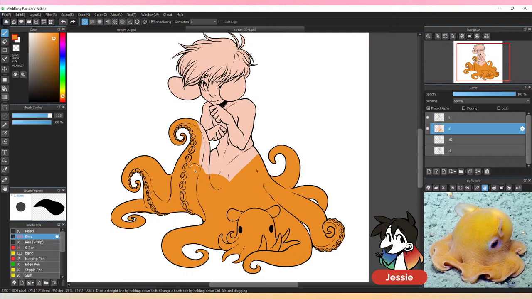The best thing about the Dumbo Octopus is it's just all orange. There's not that much color variation that I have to worry about. I am, however, going to blend in this area to make the transition just a smidge smoother.